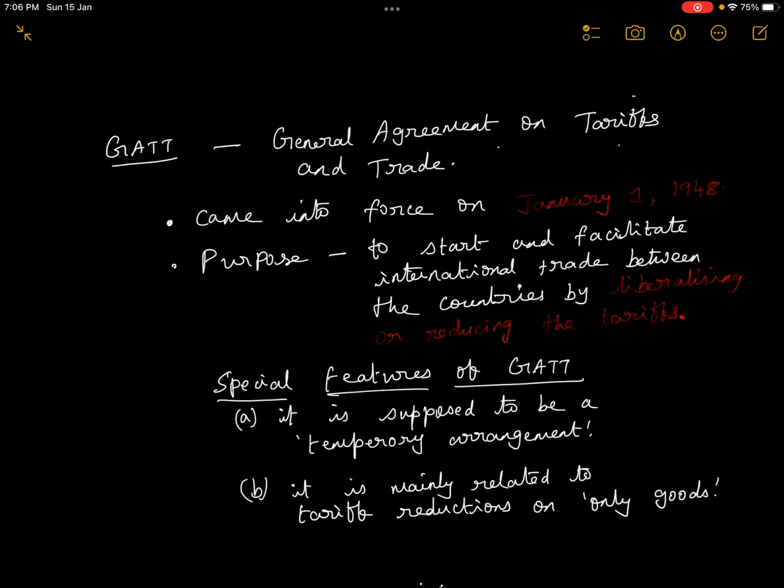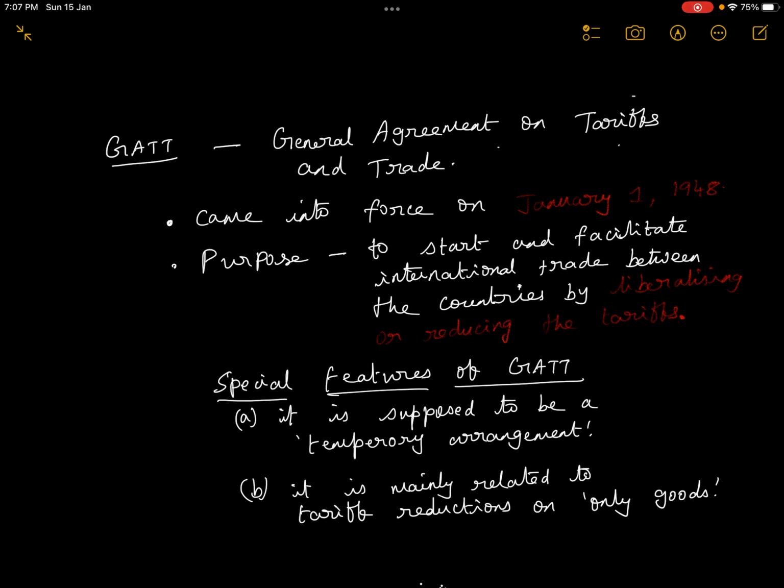Okay. So the main special features of GATT: one is it is supposed to be a temporary arrangement, in the sense that GATT was originally formed only till the ITO, International Trade Organization, could materialize. So till that time, GATT was thought of as a temporary arrangement.